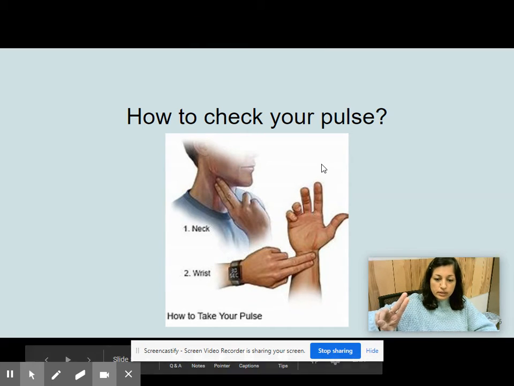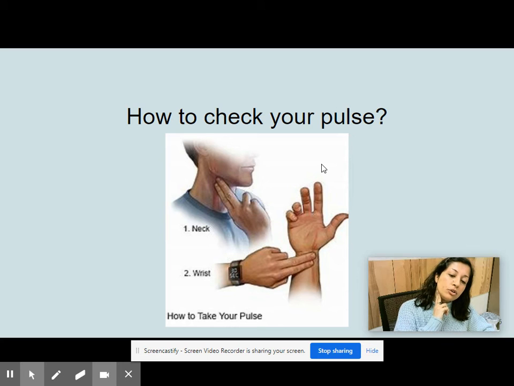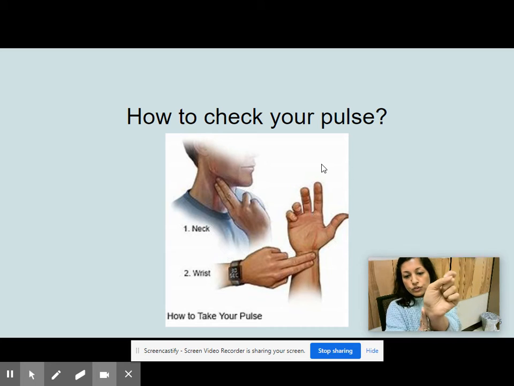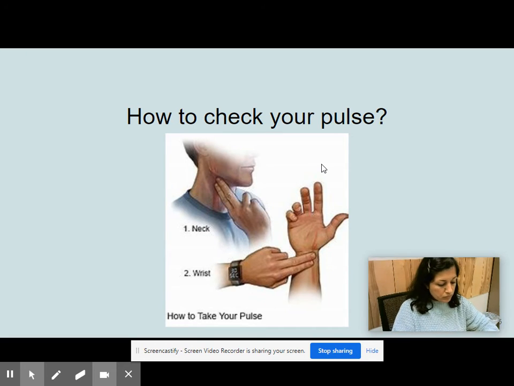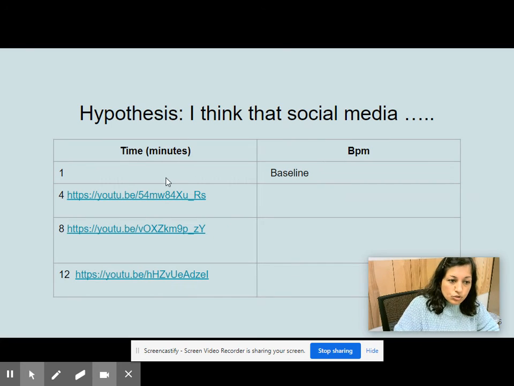You're going to take your two fingers like that, and you can find your pulse either under your neck, and just move your finger around till you find your pulse. Or the other way is if you can find it on your wrist. So you move it around where you can see the arteries and the veins, and on its left side towards you, you will be able to find it and then start to monitor it. So for the baseline, you're going to put a timer for 60 seconds and write down your baseline beats per minute. Then you will watch this video, and then roughly after 4 minutes you're going to take your pulse again.